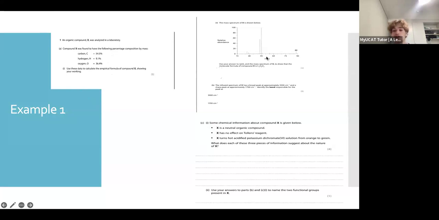You now go over to your mass spec, where 88 is your molecular ion peak, the M peak, and you can deduce the molecular formula from this. To do that, you would find the mass of the empirical formula and do 88 divided by that. That will tell you how many units of the empirical formula are in the molecular formula. And then you go onto the IR spec and you use your data booklet and get the functional groups, and then you can look at the chemical reagent stuff.